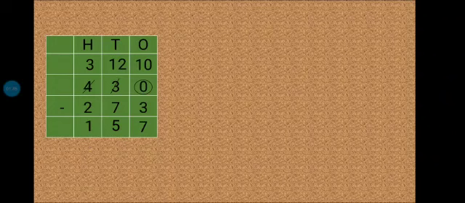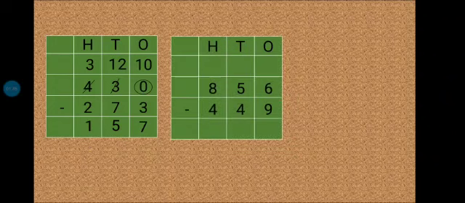The next sum is 856 minus 449. Can we subtract 9 from 6? No. So we will borrow from the neighbor, that is the tens place. We will circle 6 and write 16 above 6. Cut 5 and write 4.